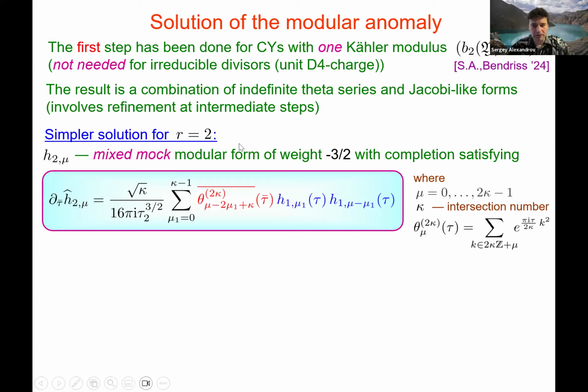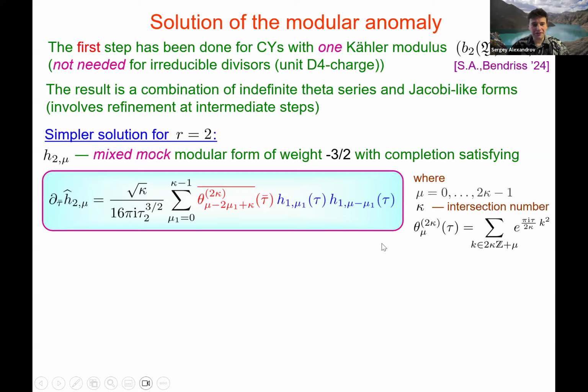So in this case, r equal 2, and if we restrict to one modulus Calabi-Yau's, then our function h2 is a mixed mock modular form of weight minus 3/2. And it must satisfy the following holomorphic anomaly. So its completion must satisfy the following holomorphic anomaly equation. You just take the anti-holomorphic derivative of the general equation which I showed you before. And you see that the anomaly is described in a very simple way. There are just two factors of h1, just because 1 plus 1 is equal to 2. And the coefficient is given by a very simple unary theta series.